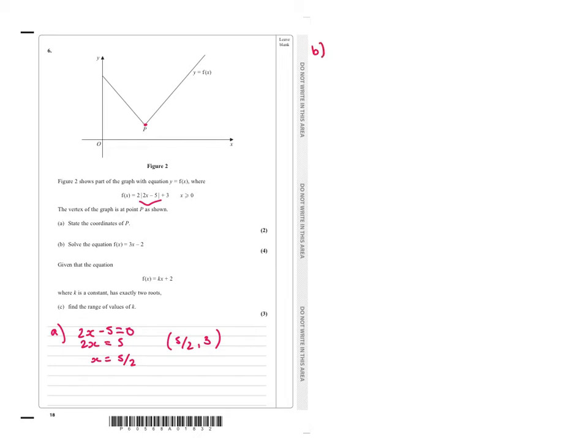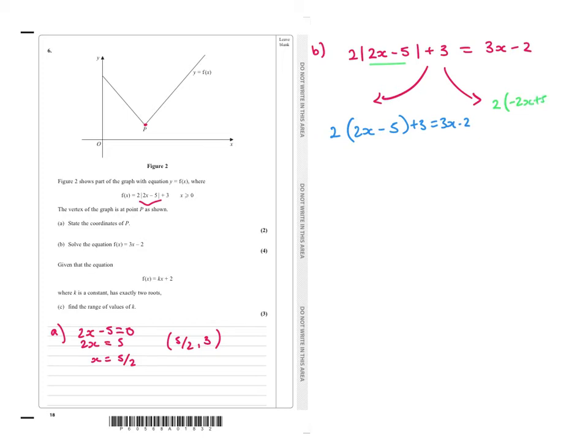So for part B, f of x equals 2 modulus 2x minus 5 plus 3 equals 3x minus 2. Now we're in fact going to have two different solutions. We're going to have one where the modulus is going to be two lots of 2x minus 5 plus 3 equals 3x minus 2. And then we're going to have a set of solutions where we're going to have two lots of, and we're going to multiply everything in the modulus by minus 1. So minus 2x plus 5 plus 3 equals 3x minus 2.